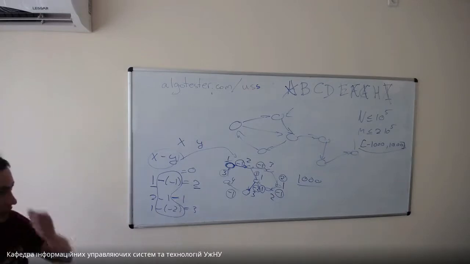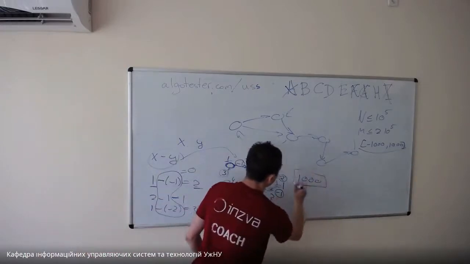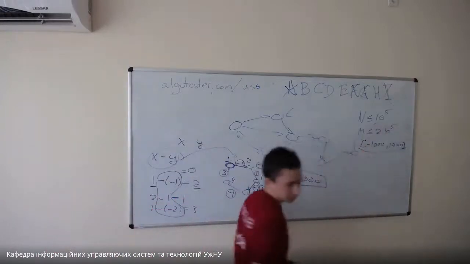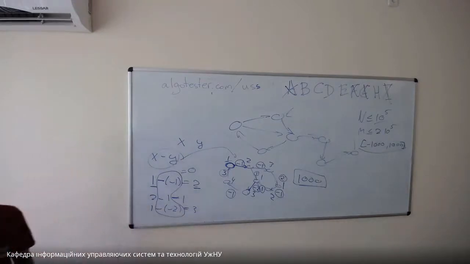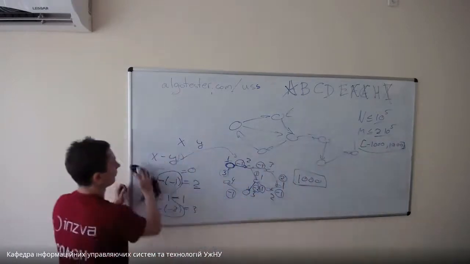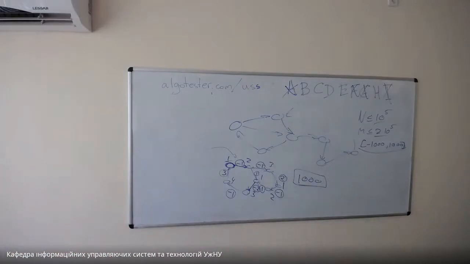Okay, so the next part of the solution is to actually obtain a coloring into 1,000 colors of a graph with 10 to the 5th vertices. And the number of edges also, yeah, the number of edges is up to 2 times 10 to the 5th. There are some questions in comments. Yes. Why is it 0? Why is it 0?